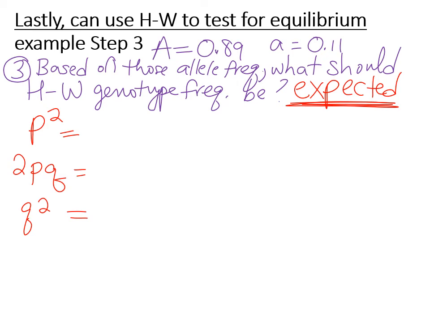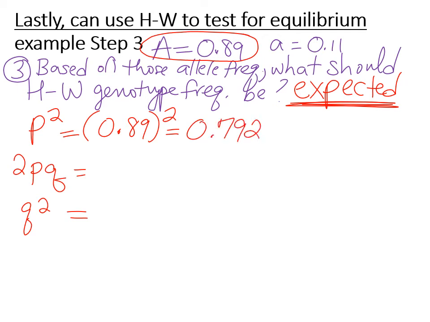So now p squared. What's p squared? That's our first allele squared, right? So that is 0.89 squared, which if you plug that into the calculator should give you 0.792 as the genotype for equilibrium of capital A, capital A.